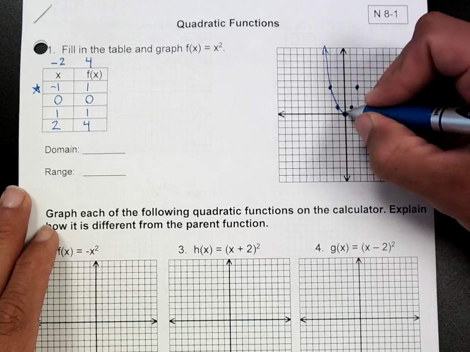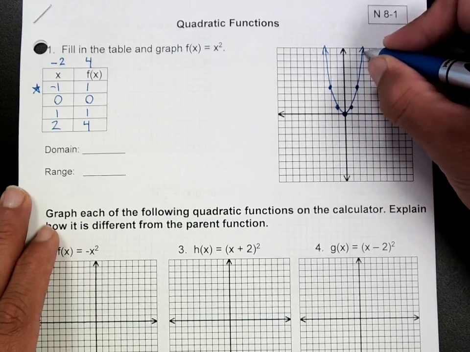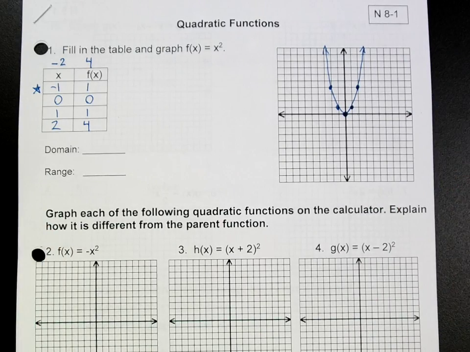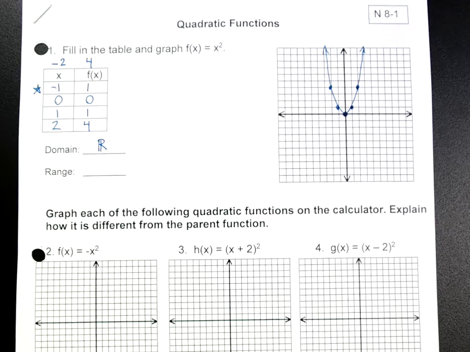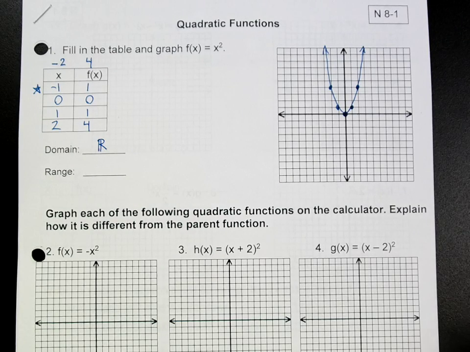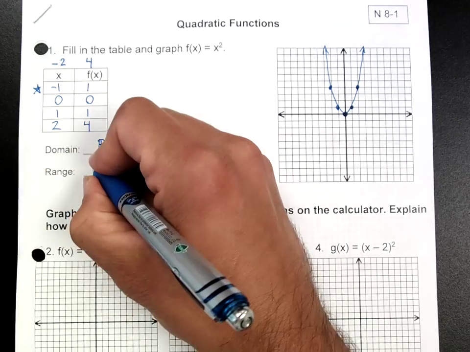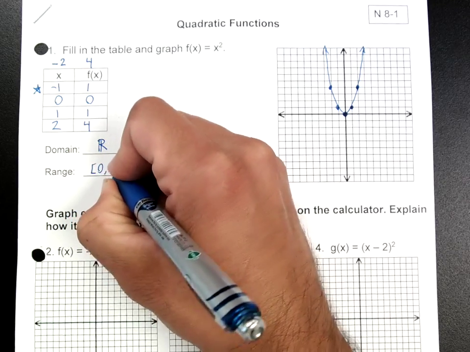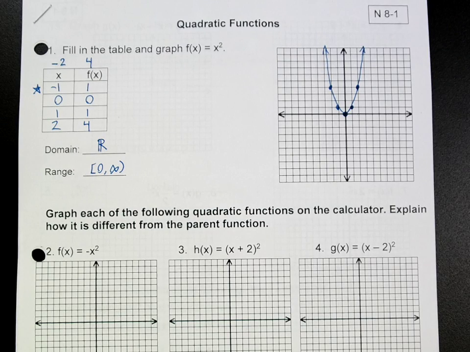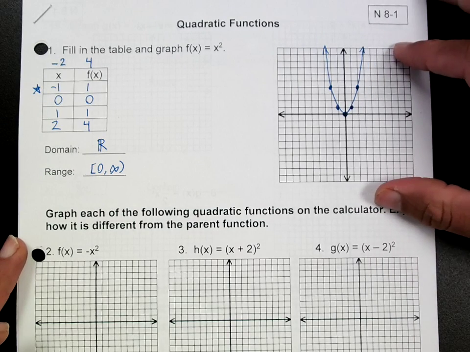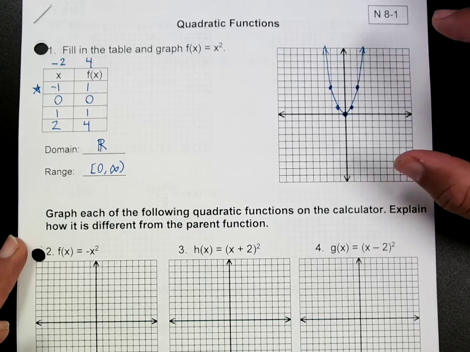And before you ask, yes, this whole thing is one big function. It's not two functions put together, right? The domain on all the quadratic functions is going to be all real numbers. It goes to the left and right from negative infinity to positive infinity. Now the range is going to be between 0 and positive infinity, like that. Okay, so this is the part we already covered on the parent function chart. Right? So please remember this.